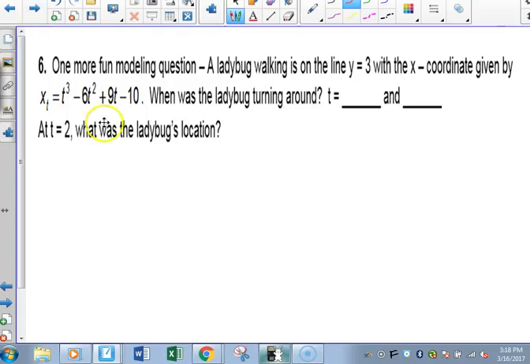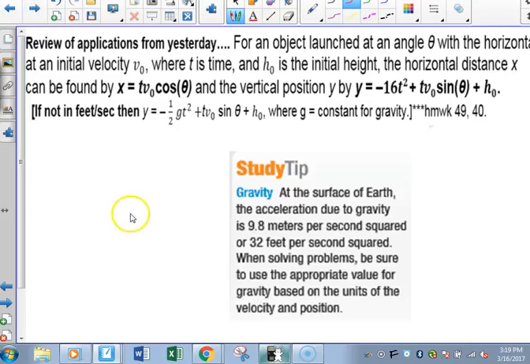There is another fun activity if you want to try later. It's really fun. It shows a ladybug flying across the screen and she turns around and accelerates off one way. But I'm going to skip that one. I want to get to the actual applications that you have to do for homework.